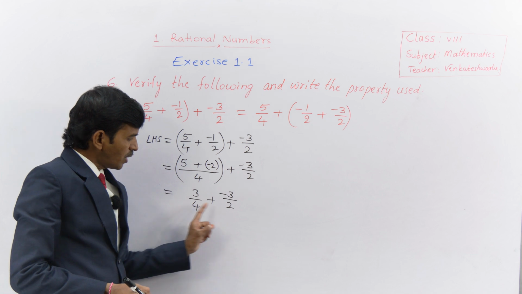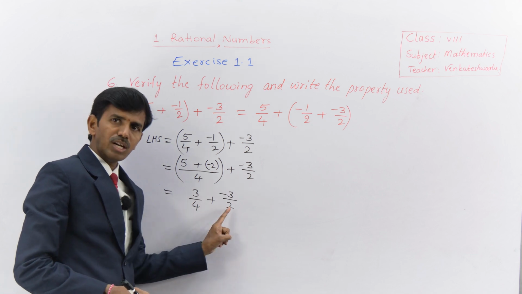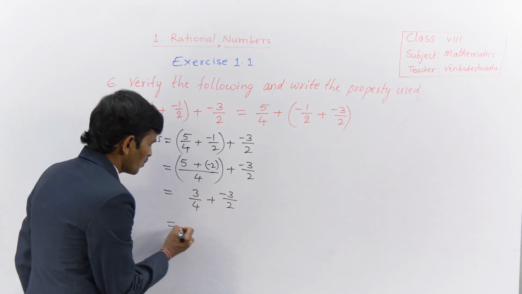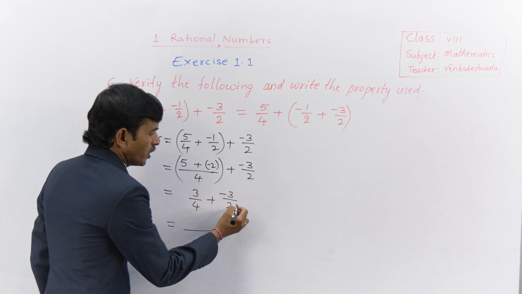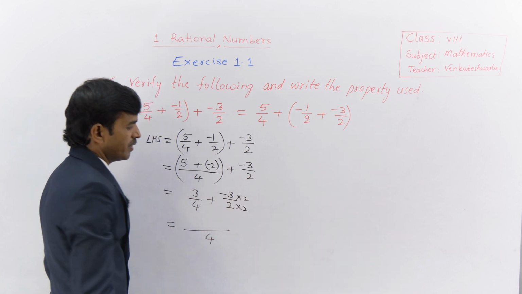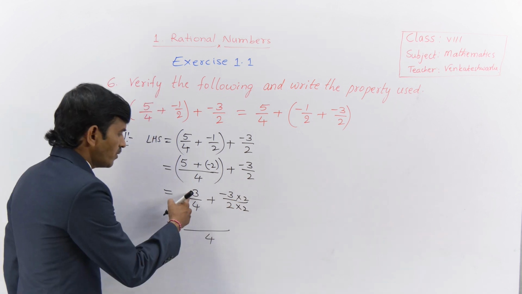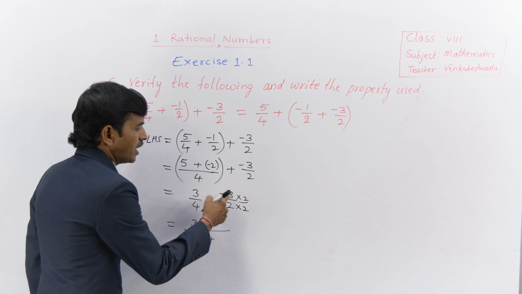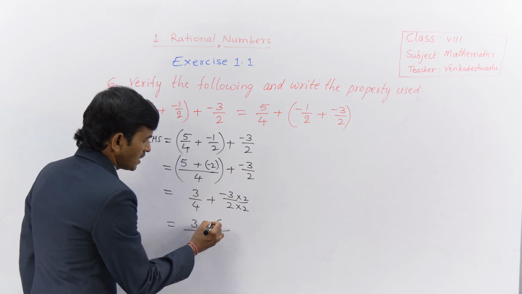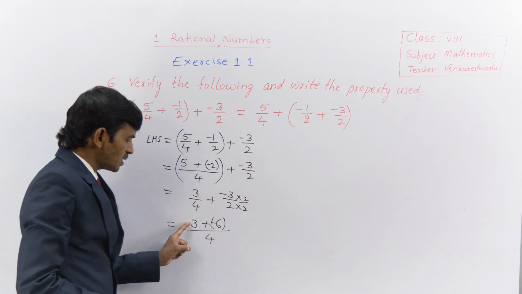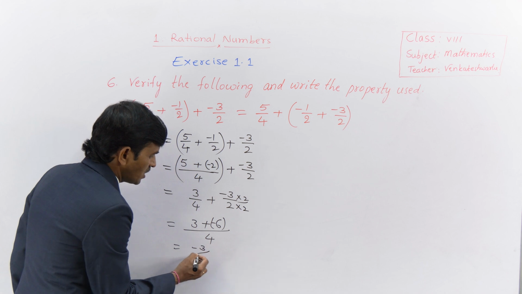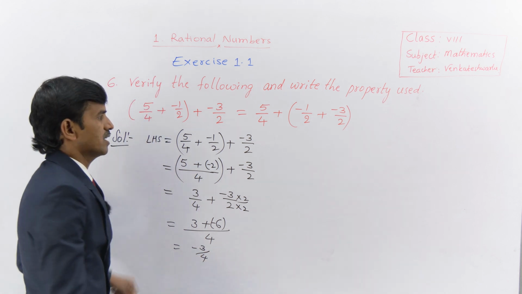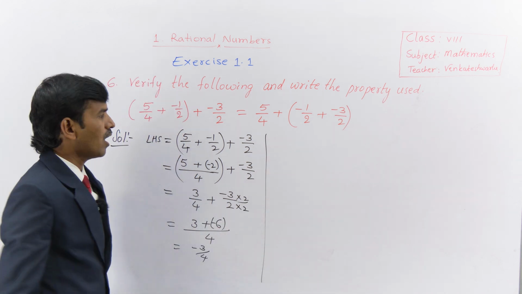As denominators, if you observe 4 and 2, 4 is the multiple of 2. So LCM becomes 4. In order to become 4 here, multiply numerator and denominator with equal factor, that is 2. So it will become now 3 plus minus 3 into 2, which is minus 6. Which gives us minus 6 plus 3, which is equal to minus 3 by 4. That is LHS. Now let us simplify the RHS.